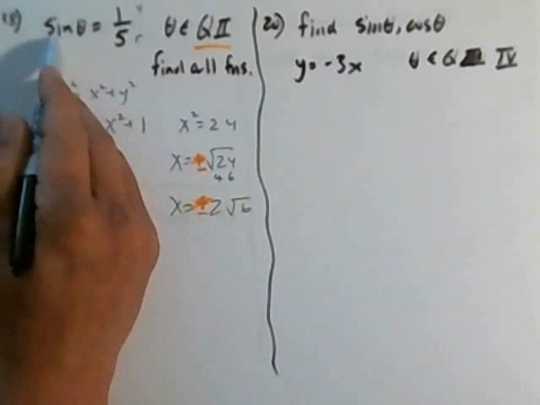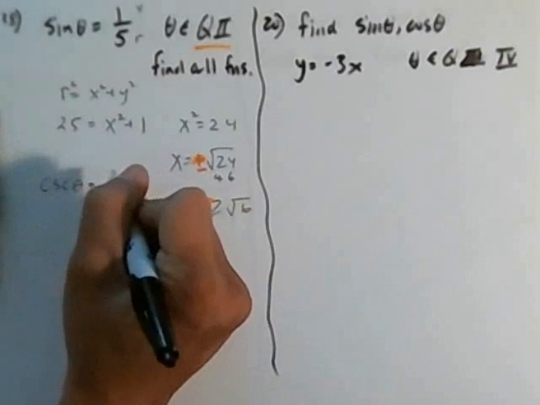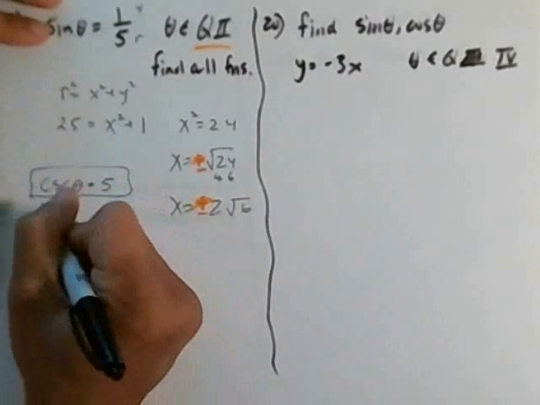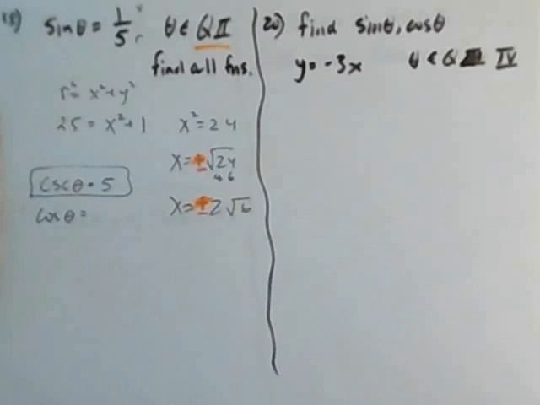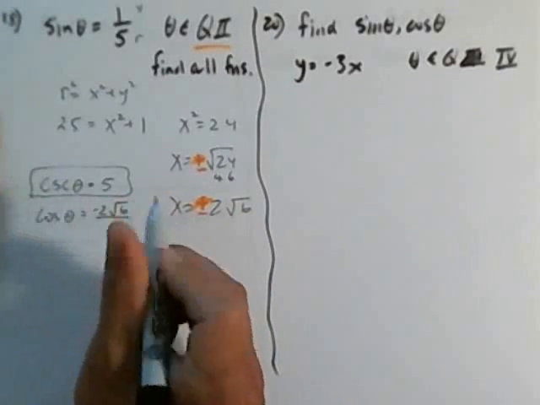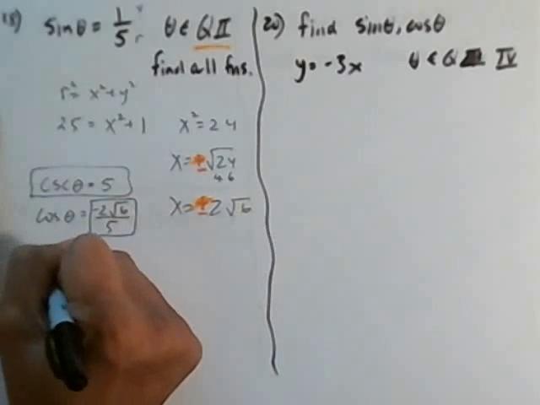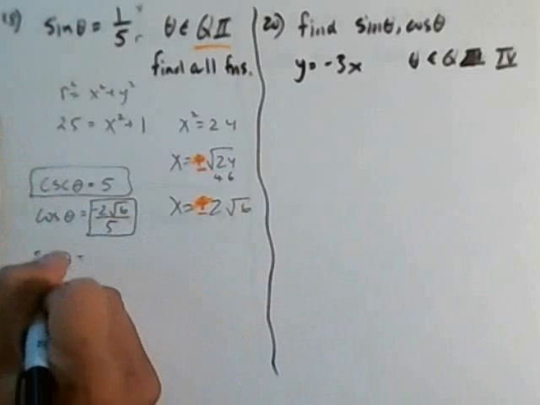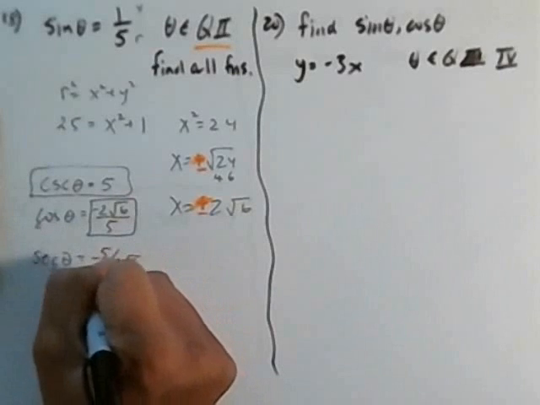So I found the sine. Of course, the reciprocal of the sine, the cosecant of the angle, is equal to the reciprocal of 1 over 5, which is just 5. And then I had to find the cosine of the angle. It's equal to x over r, the adjacent over hypotenuse. Adjacent is negative 2 root 6 over radius, which is 5. The secant of the angle is equal to the flip of that. It's the secant, cosine, cosine right there. It's 5 over 2 radical 6 negative.